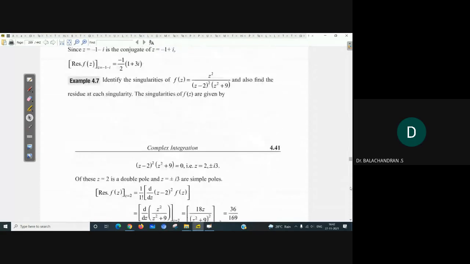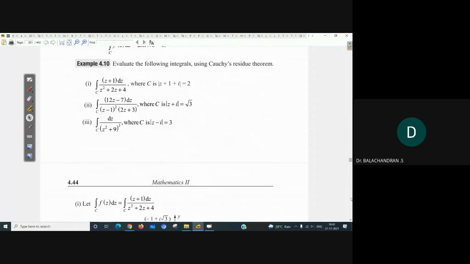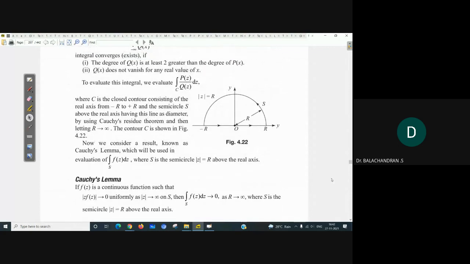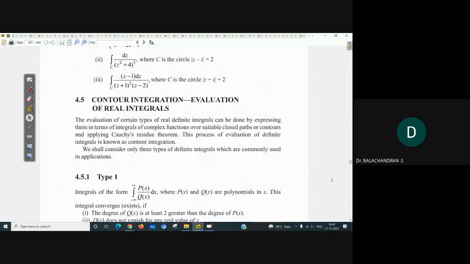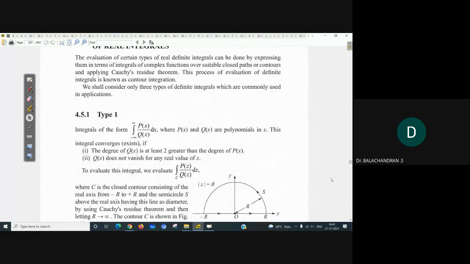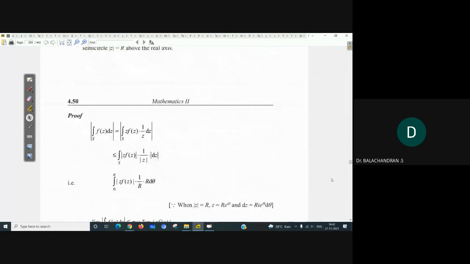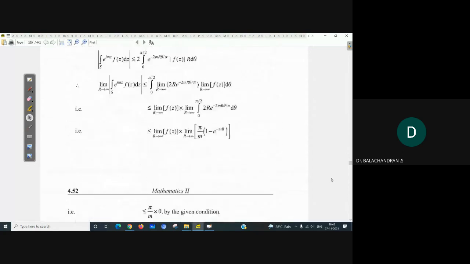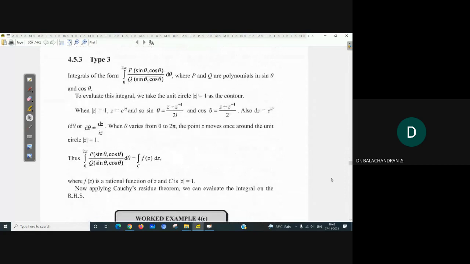I want to now discuss with you the evaluation of the residues. I'm checking whether the contour derivation is given here properly or not. Actually, in your Veerarajan book, it is type 3. So now we are discussing this type, integration 0 to 2 pi. I wrote it as f of sine theta comma cos theta, but here it is mentioned p of sine theta comma cos theta by q of sine theta comma cos theta.